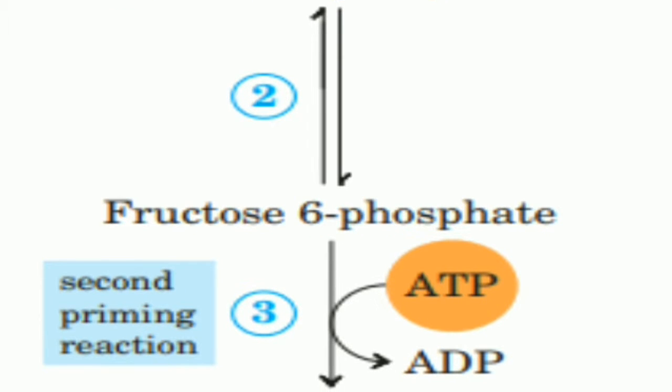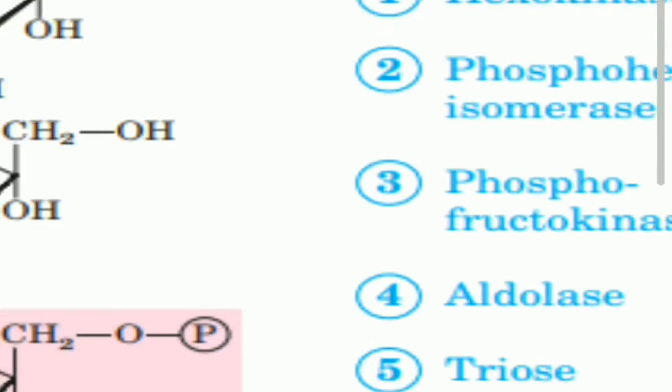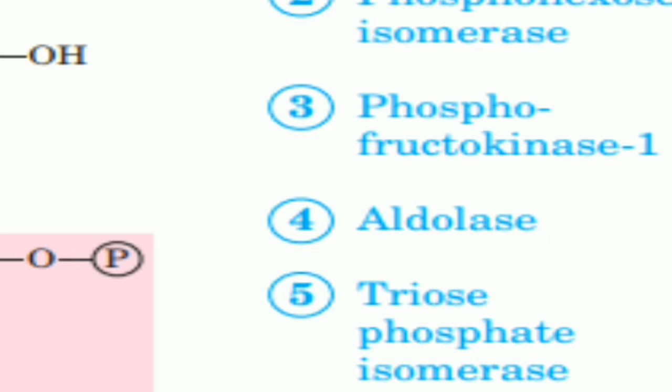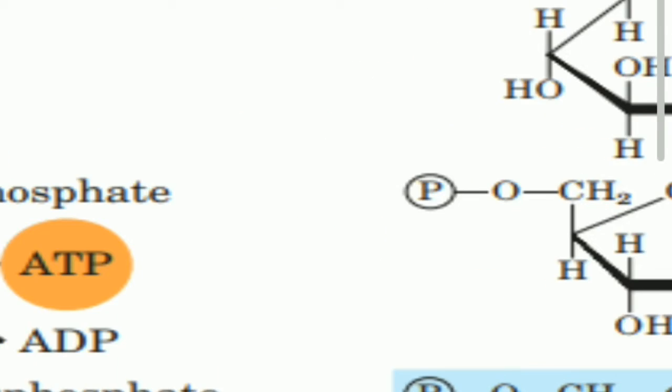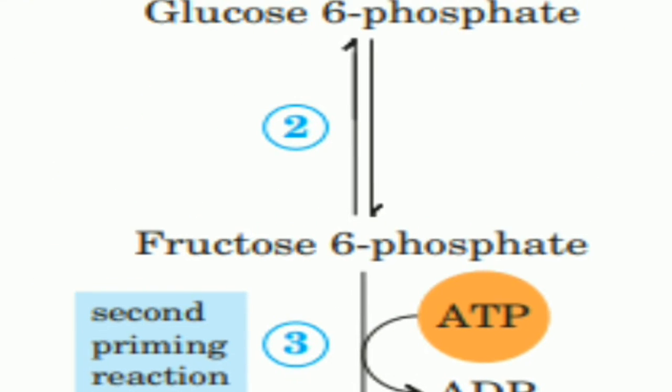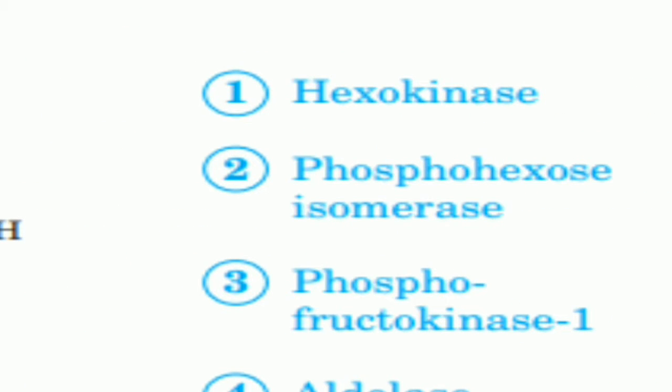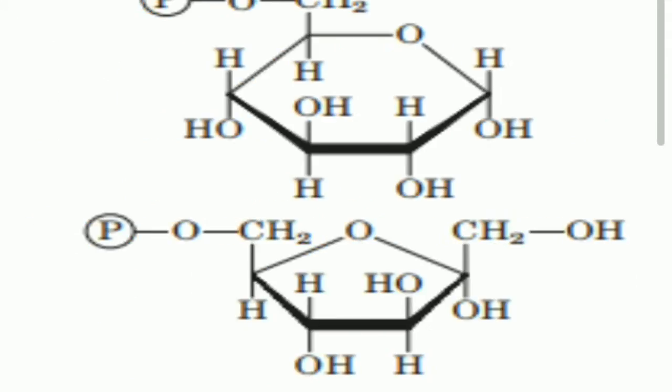Glucose is first converted to glucose 6 phosphate, using one molecule of ATP. This is the first priming reaction, and the enzyme hexokinase completes this first reaction. The second reaction converts glucose 6 phosphate to fructose 6 phosphate by the enzyme phosphohexose isomerase.